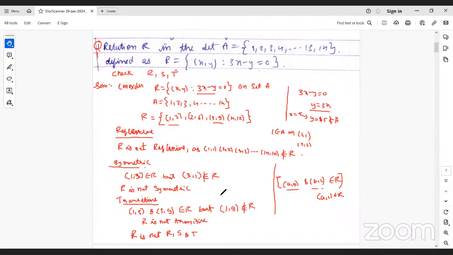But the example is a very easy question, and every year it has been asked for 3 marks. Okay, so we discuss the second example.